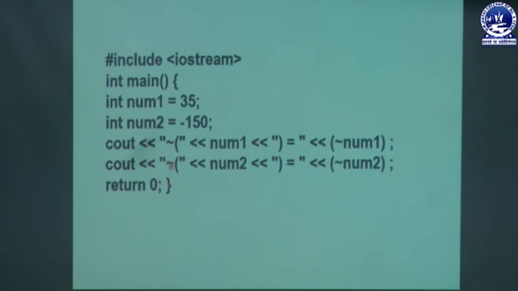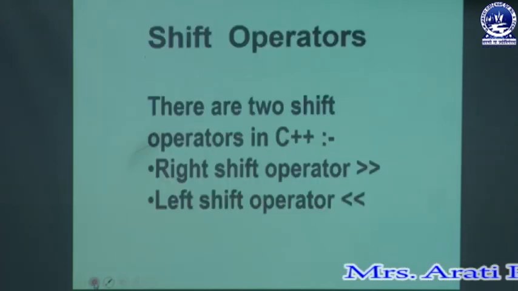And the program will be int main, int num = 35. Here I have also used another variable, int num2 = -150. When we perform the complement operator on these values, we will get totally different values. I hope you will execute this program so that you can understand it very clearly, but still if you have any doubt, then write to me in the comment box.